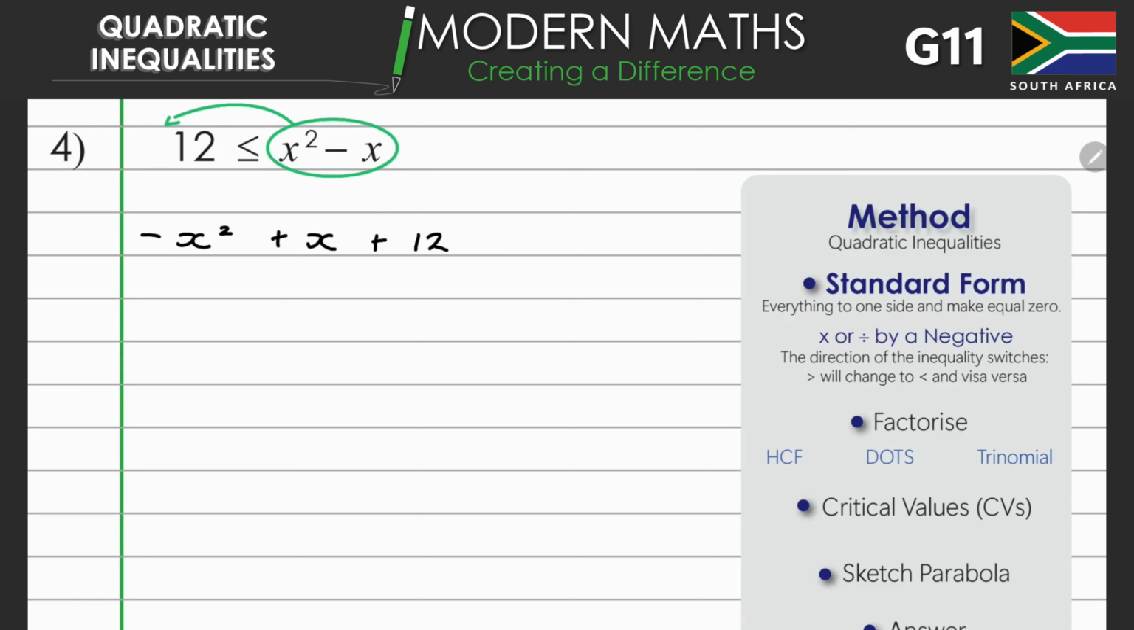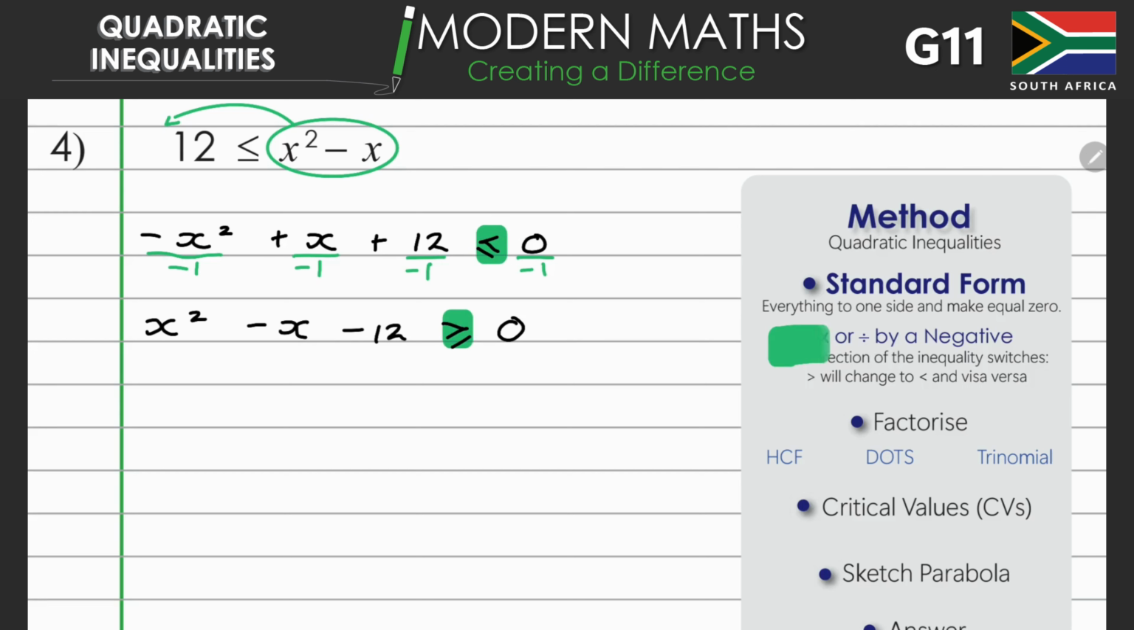Now, you might think it's easier to move the 12 over, but I always like having the inequality on the right, so that we read it from left to right like in English. And if the inequality was on the left, then we'd have to read from right to left like Arabic. So it makes your life a bit easier. To get rid of that negative in front of x squared, I'm going to divide everything by negative 1. So everything will become the opposite sign of what it previously was. And we can see the inequality changes direction.